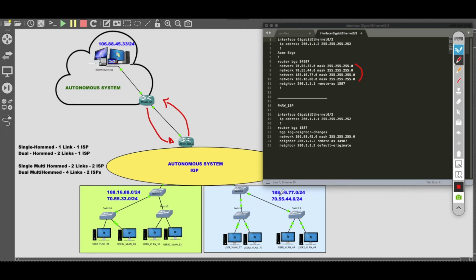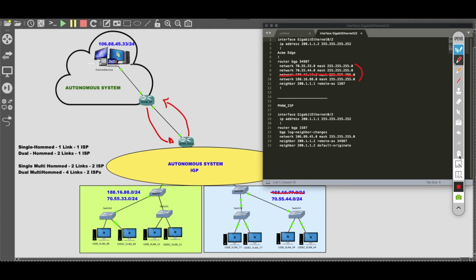Now, let's just say, for example, the 188.1677.0/24 goes down. If it goes down, an incremental update from Acme Edge 1 to ISP SHA would be sent, telling him that the 188.1677 has gone down. That's what it means by an incremental update. The other prefixes that were sent do not get affected. Only the prefixes that are having issues will be sent as incremental updates.